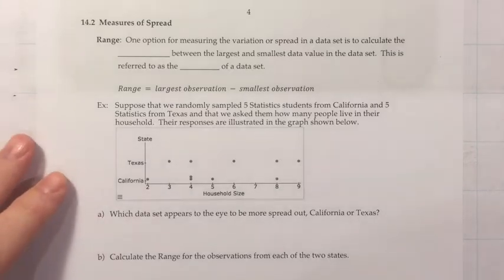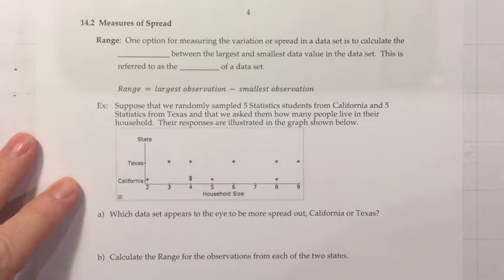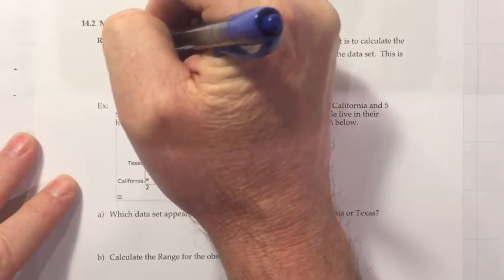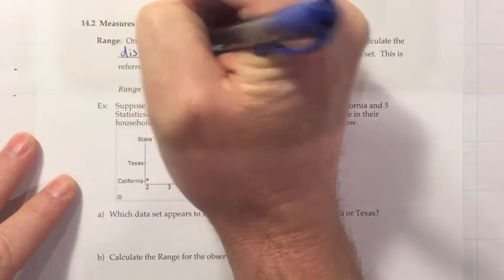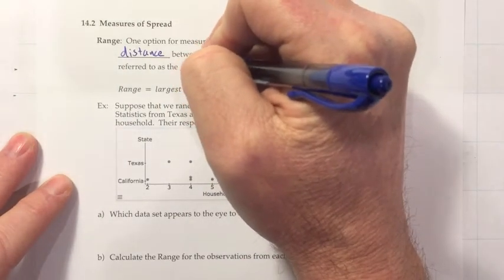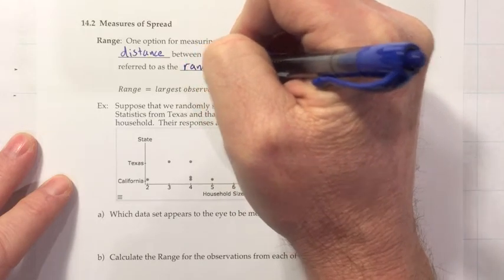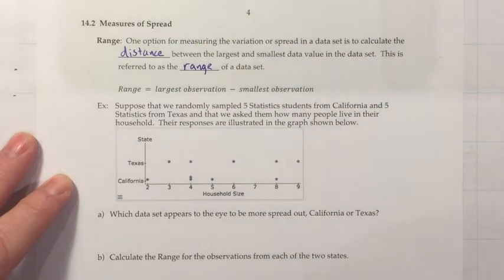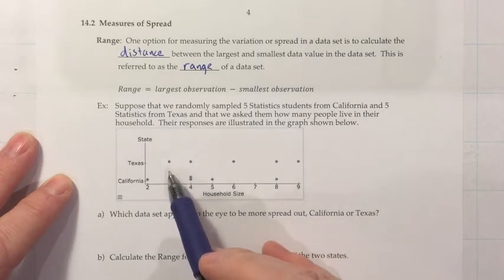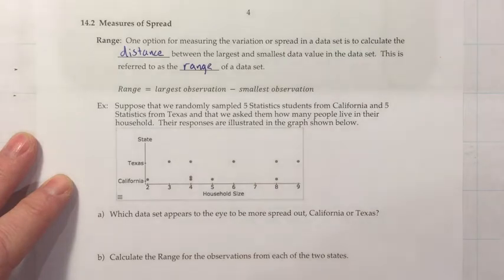One option for measuring the variation or spread in a data set is to calculate the distance between the largest and smallest data value in the set. And this is referred to as the range of the data set. So just to get a sense of how spread out something is, you look at the value on the right, you subtract the value on the left, largest value minus smallest value, and you see just how far apart those are. So let's look at that in this example.